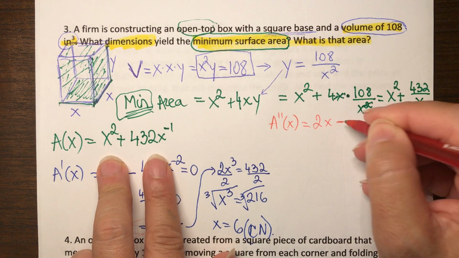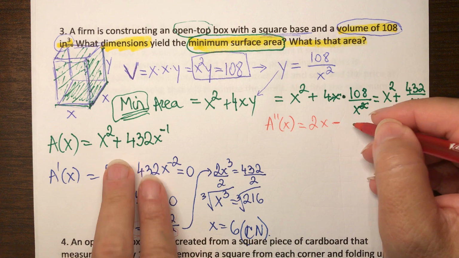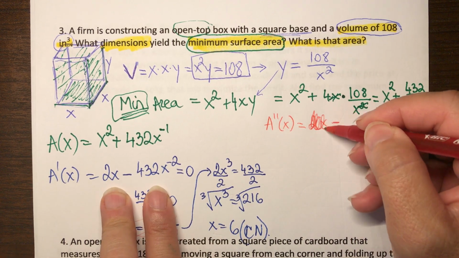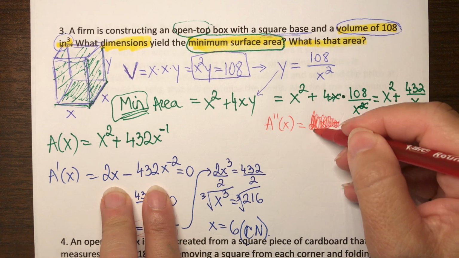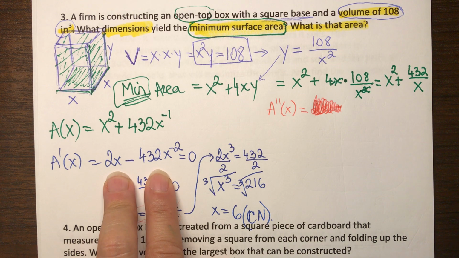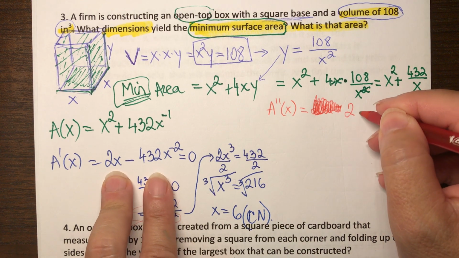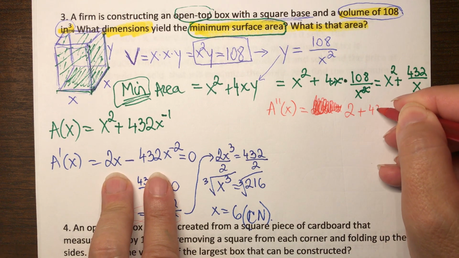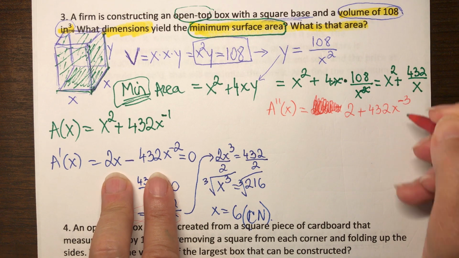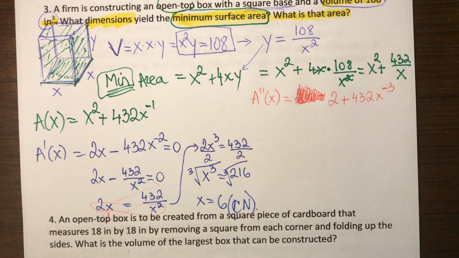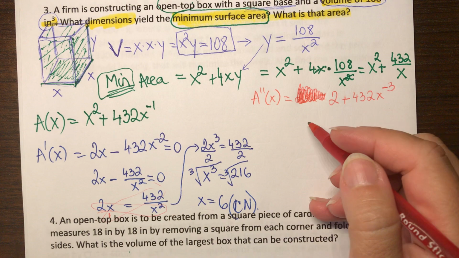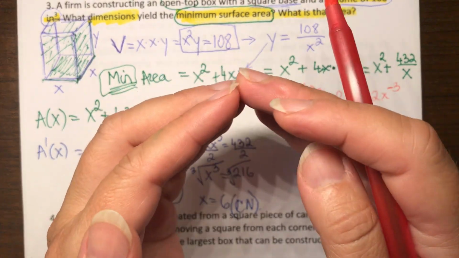2x minus, wrong one. There's the derivative. This looks familiar because I already did that. I'm taking the second derivative, so that's going to be a 2 plus 432x to the negative 3, right? I want specifically to find the second derivative around this 6. So I'll know, is it going to be a maximum at 6?